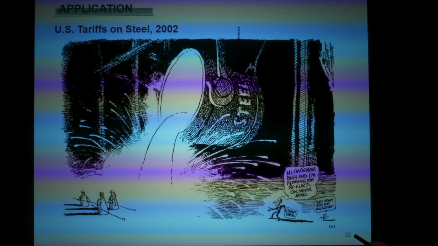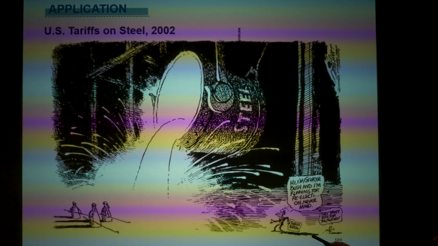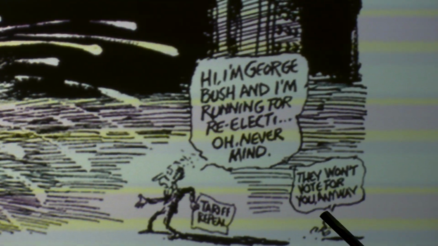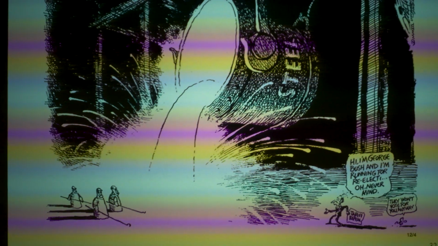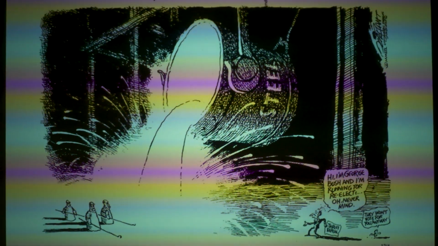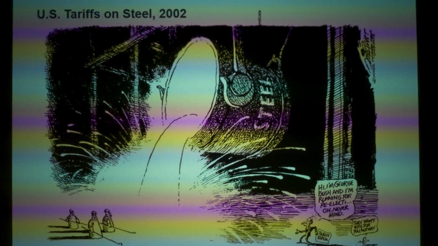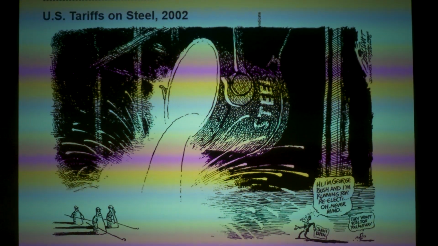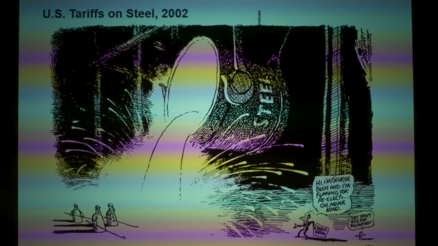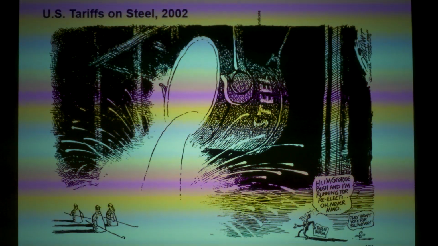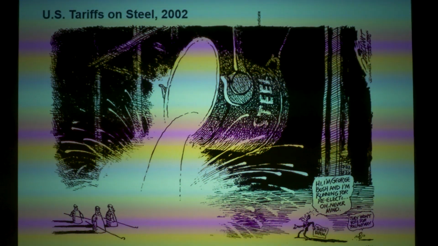Here's a cartoon from a little earlier. It was a 2002 tariff, but this was the 2000 election. Here's George Bush, tariff. "Hi, I'm George Bush and I'm running for re-election." "Oh, never mind. They won't vote for you anyway." Anybody here know if George Bush won Pennsylvania in 2000? I had to look this up. He did not. He lost to Al Gore in Pennsylvania, Pennsylvania being a swing state. George Bush won Ohio, and also won Indiana, one other steel-producing state. So this steel tariff could have helped him. And that's certainly why he put it on.